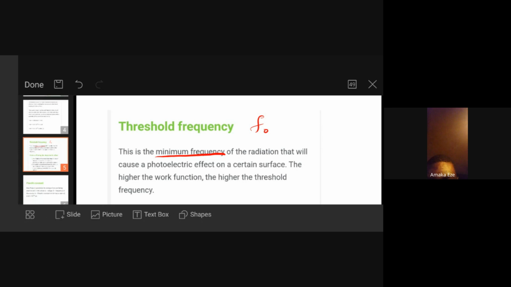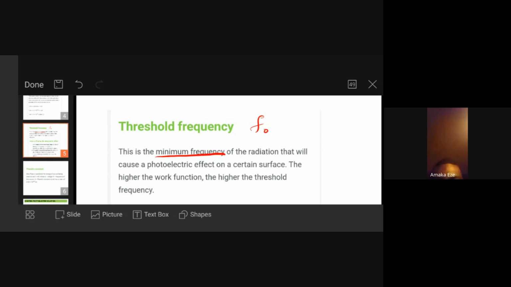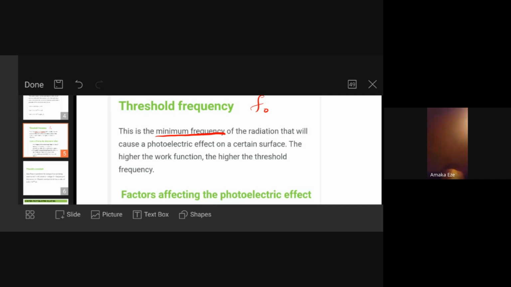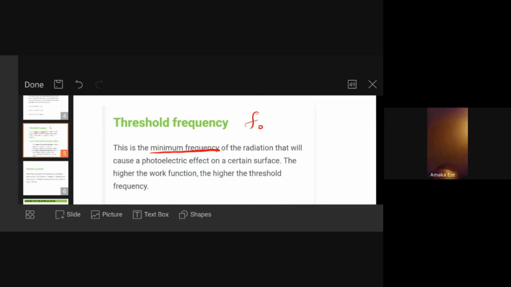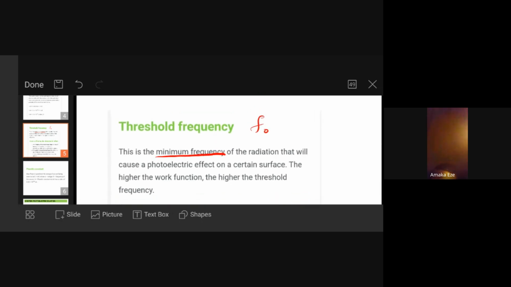Also, of course, you can see there's a commentary added there. The higher the work function, the higher the threshold frequency, and also vice versa. So the threshold frequency depends directly on the work function. The equation for the work function, I don't know whether I gave that. I will still do that along the line, even as we proceed with this class. I should have given you an equation for the work function. Let me go back a little.